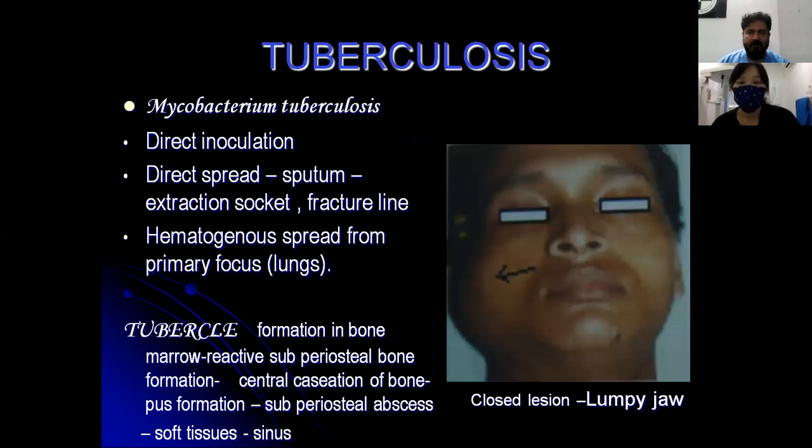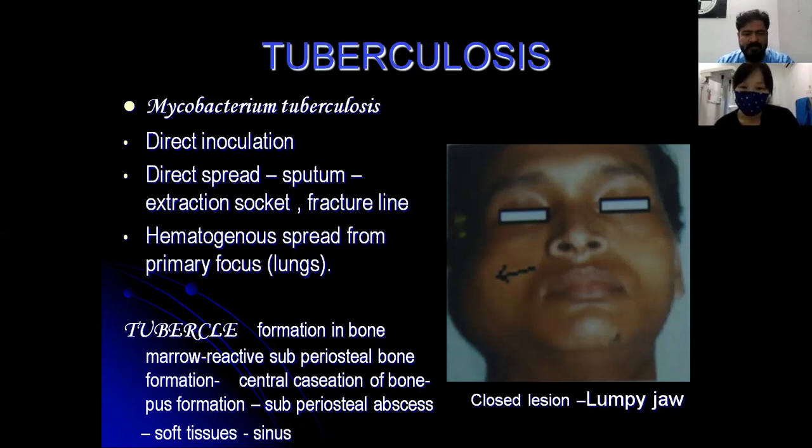Then in tubercular osteomyelitis, Mycobacterium tuberculosis is the main reason. It spreads by direct inoculation, direct spread through sputum, extraction socket, or fracture line. See, if the patient has infected sputum and there is an extraction site, Mycobacterium tuberculosis spreads directly through the extraction site or a fracture also. So in cases of tuberculosis, unless the patient has completed the tuberculosis regime of 6 months, do not go for any extractions. It may lead to tubercular osteomyelitis.